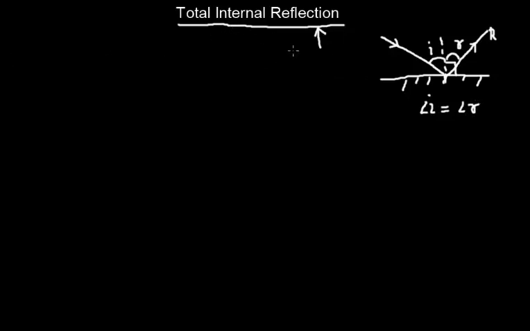Now, after reflection, let's talk about refraction. Refraction is bending of light when it travels from one medium to another medium. Suppose this is the light, and this is the line which separates two mediums. Suppose the medium above this line is air and below this line is water.